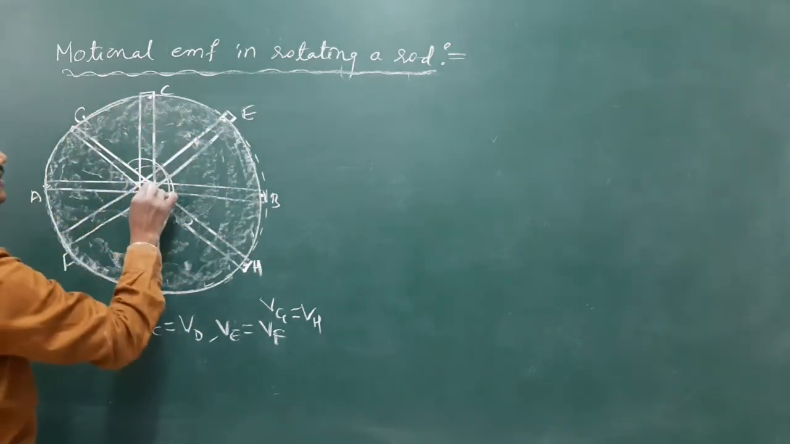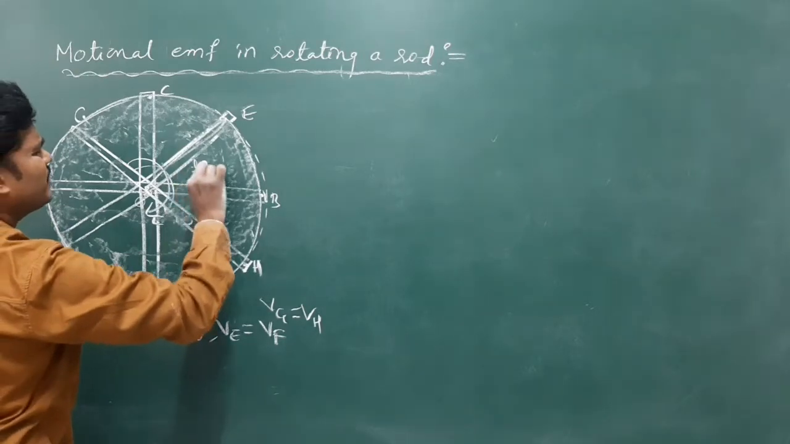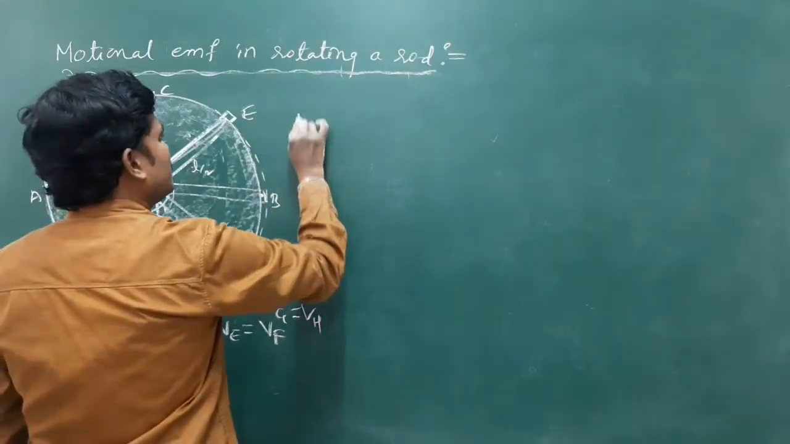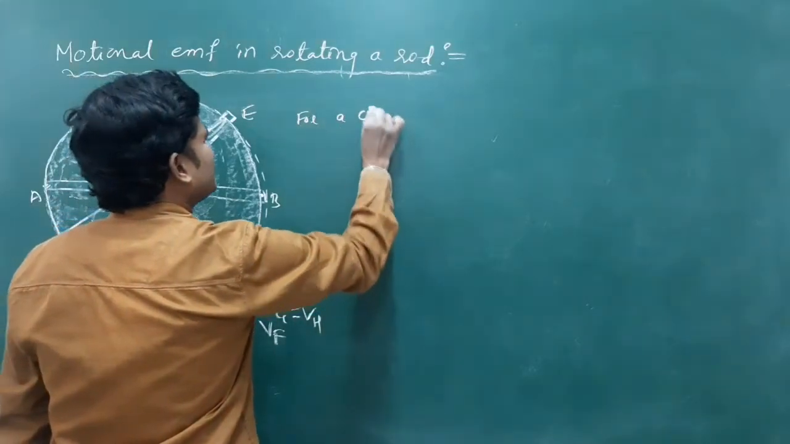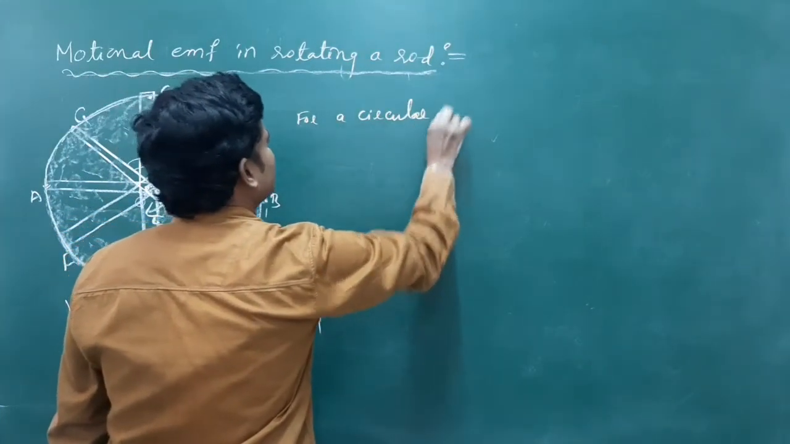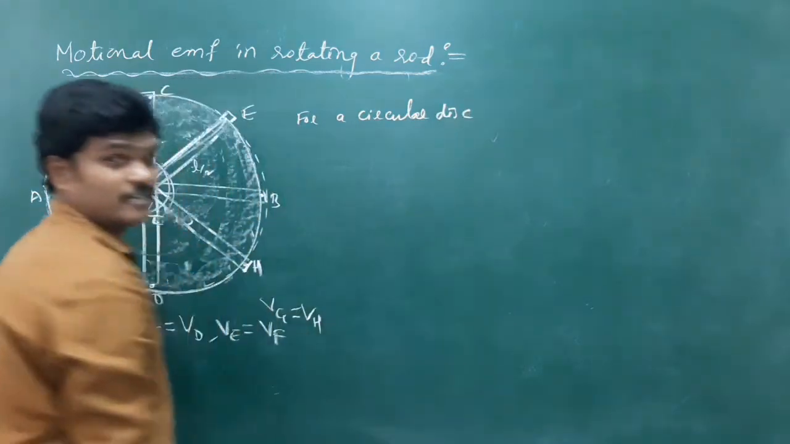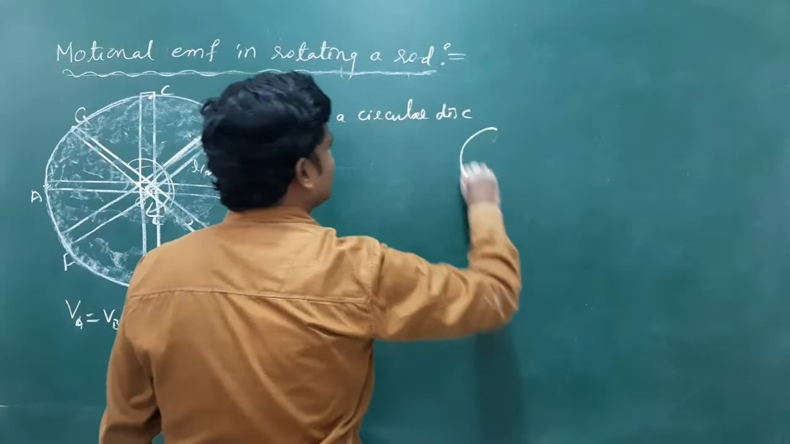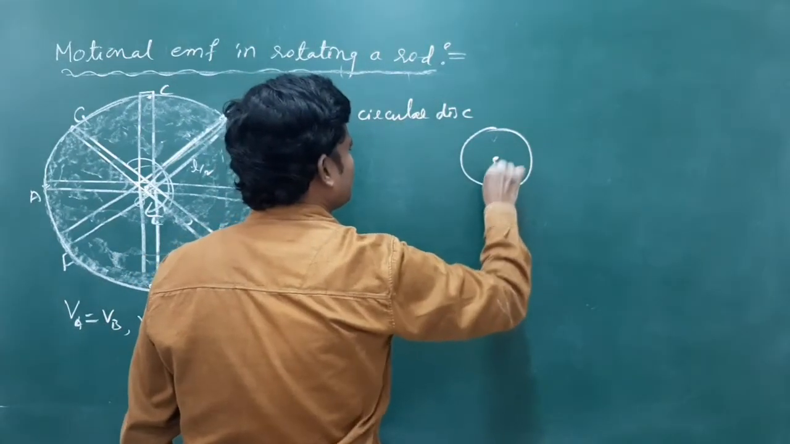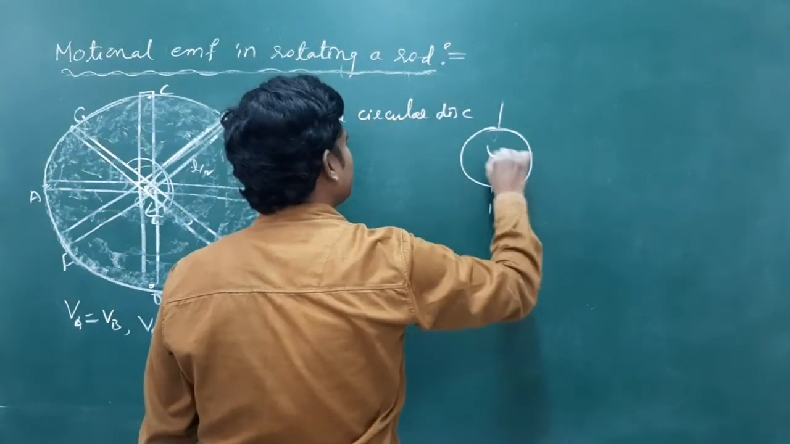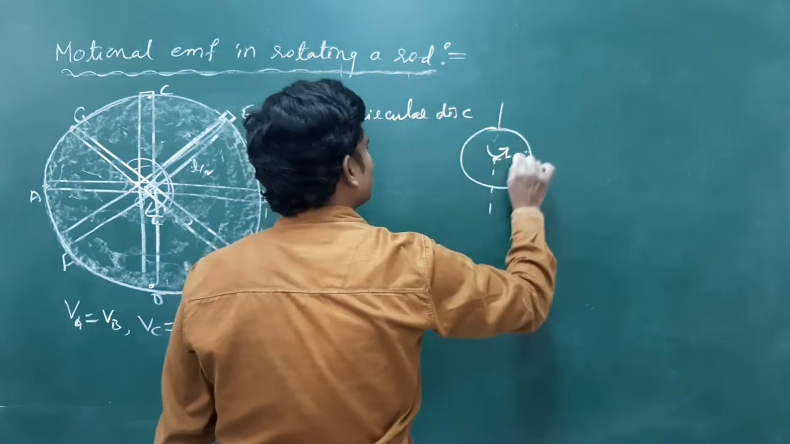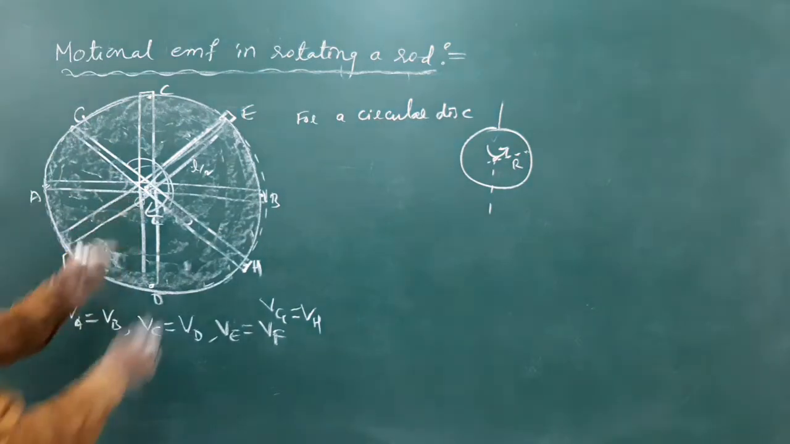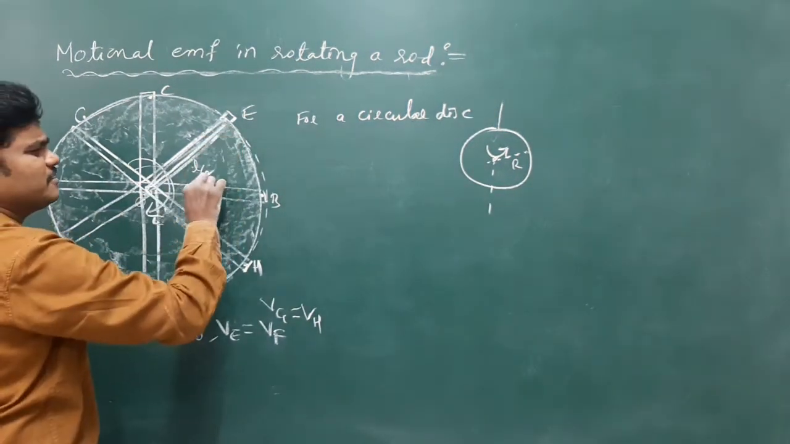And here, length of this rod is how much? L by 2. Suppose it is a disc. For a circular disc rotating about its center, perpendicular to the plane, whose radius is r, see for this one, how much is the answer?